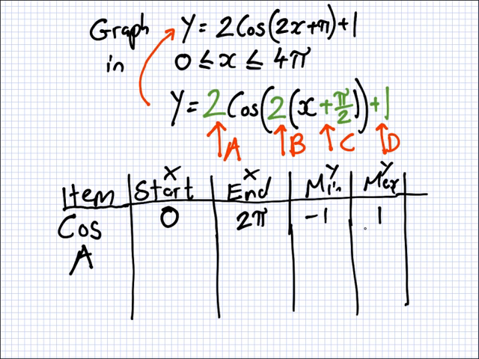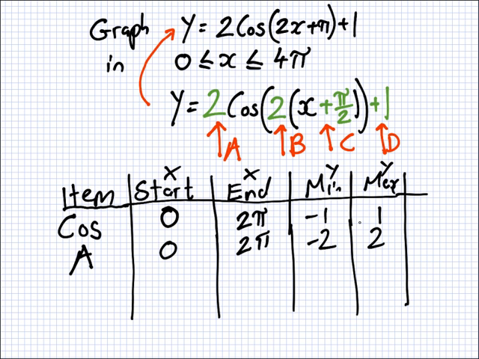Min and max. These are unaffected, but what will happen to my min and max if I consider the A being 2? Times 2, so it's minus 2 and 2. We are stretching. So now it is down to minus 2 and up to plus 2, because the A is 2. Remember, we said it expands. That was the first rule we did.